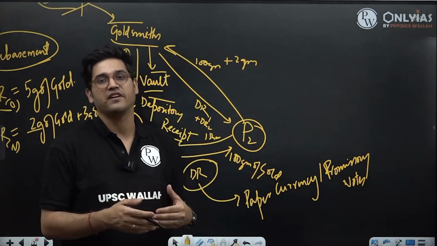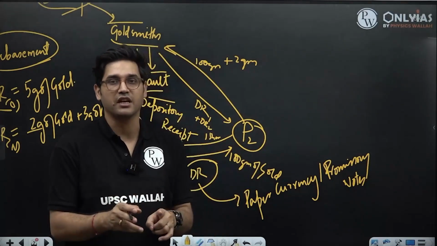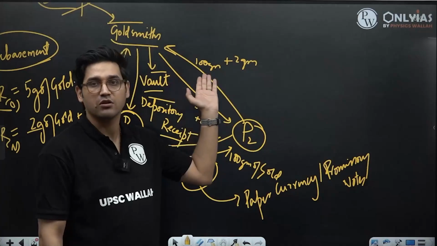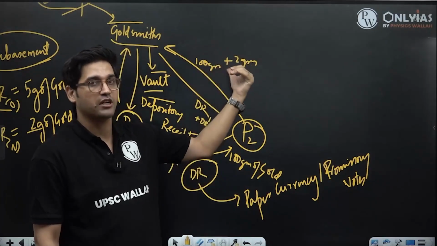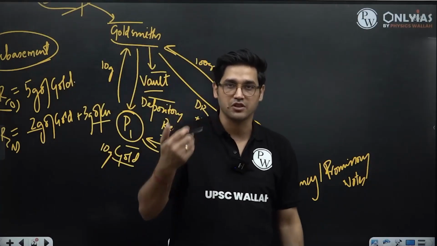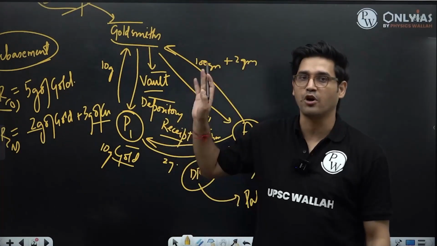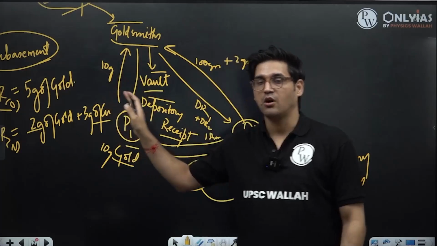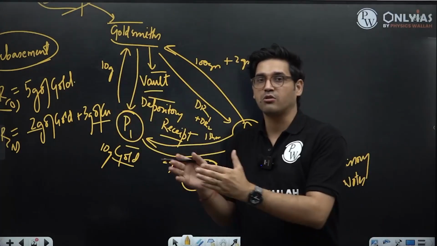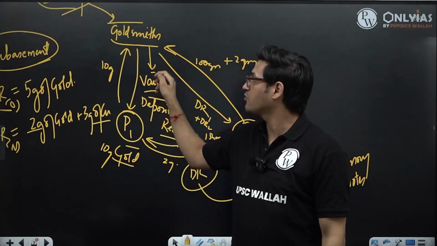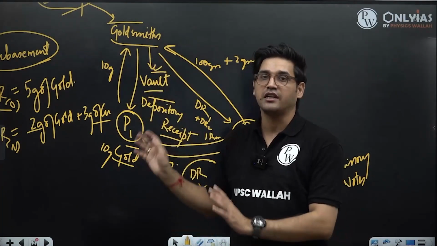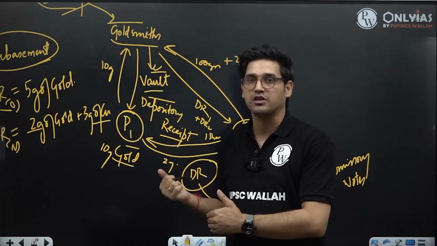Since gold is a very valuable commodity, you have to keep it safe, and that function was served by the goldsmiths. Whenever a person deposited gold with the goldsmith, he was issued a receipt, which is called the depository receipt. To keep their gold safe, people would go to the goldsmiths and avail what is called the vault service of the goldsmith. In exchange, the goldsmith would give them depository receipts.